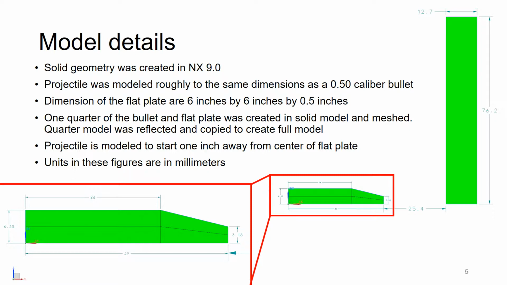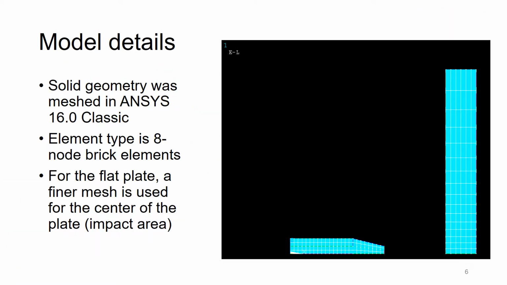And so moving on, the geometry was meshed in ANSYS 16.0 Classic. For this mesh, the element type is 8-node brick elements. This is used for impact simulations because of the number of degrees of freedom.